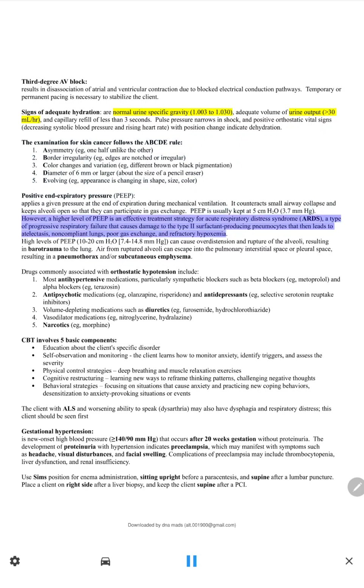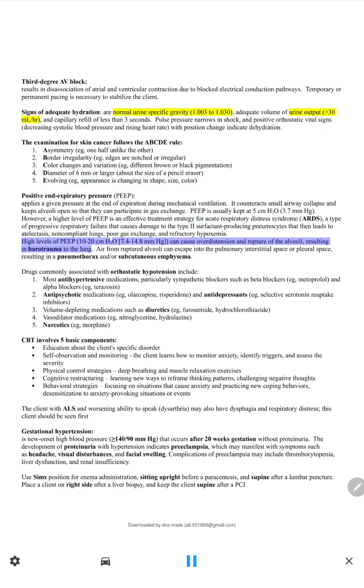However, a higher level of PEEP is an effective treatment strategy for acute respiratory distress syndrome, ARDS, a type of progressive respiratory failure that causes damage to the type II surfactant-producing pneumocytes that then leads to atelectasis, noncompliant lungs, poor gas exchange, and refractory hypoxemia.